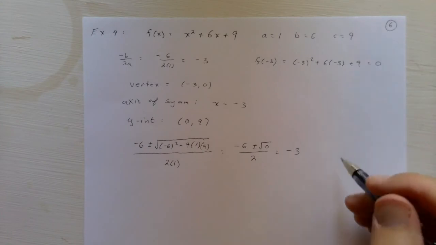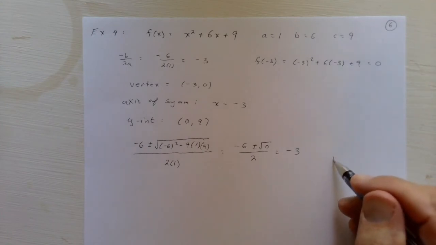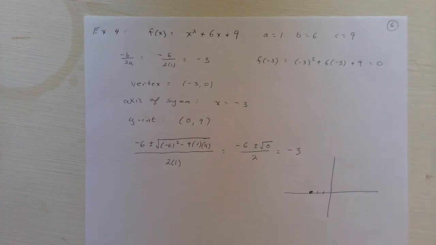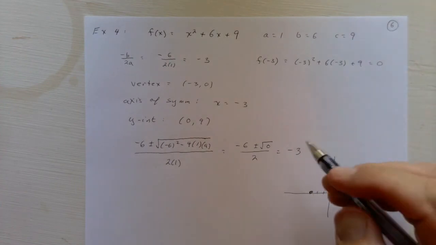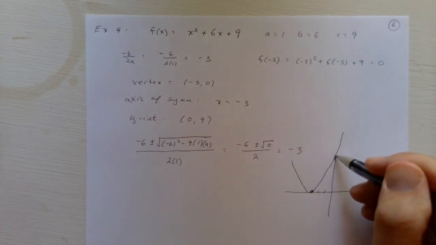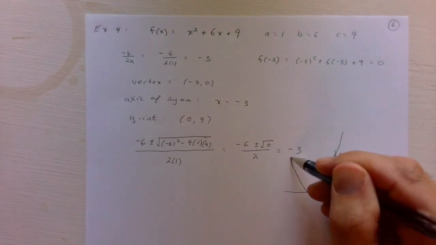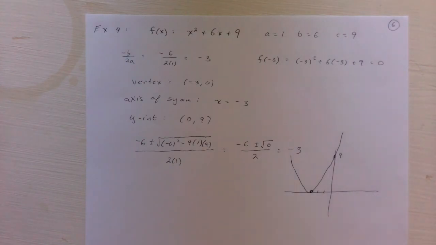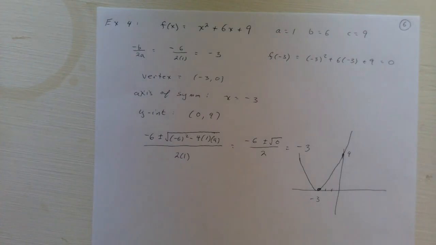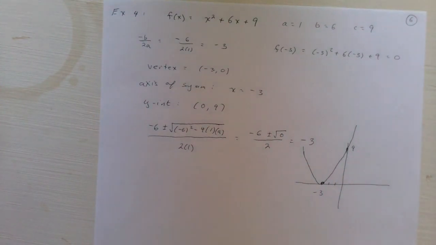Okay, so you can see that the vertex is going to be right over here, and the parabola opens up. The y-intercept is over here at 9. So that's what the graph looks like. I won't write down the rest, but you can see what the range is, all numbers greater than or equal to 0, and you can see where the function is increasing and decreasing.